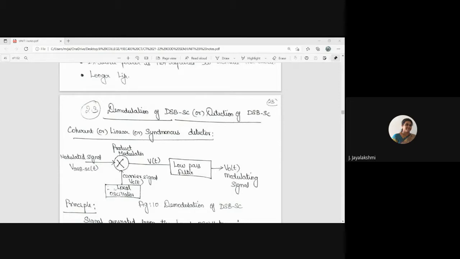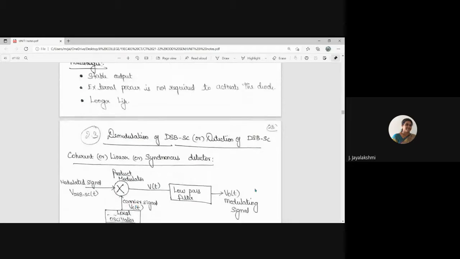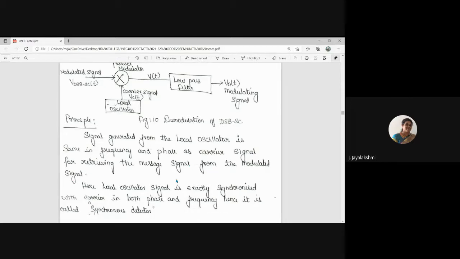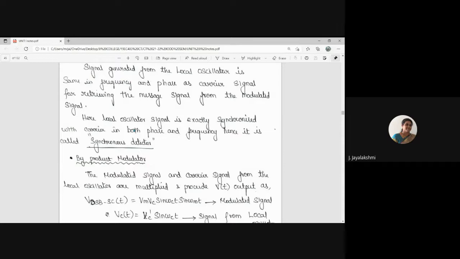Okay, right? Now we'll see how this product modulator works. So this is the principle. You are going to have a local oscillator which is capable of generating a carrier frequency, with proper phase and proper amplitude, in order to retrieve the message signal from the modulated signal. And exactly it should be synchronized with the carrier in both phase and frequency. Whatever may be the phase or frequency of the transmitted signal, the same should be used at the receiver end. Only then we call it a synchronous detector.